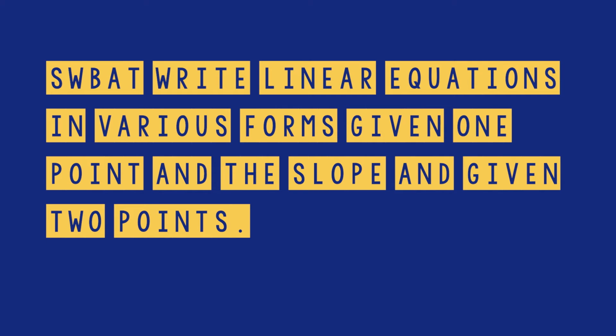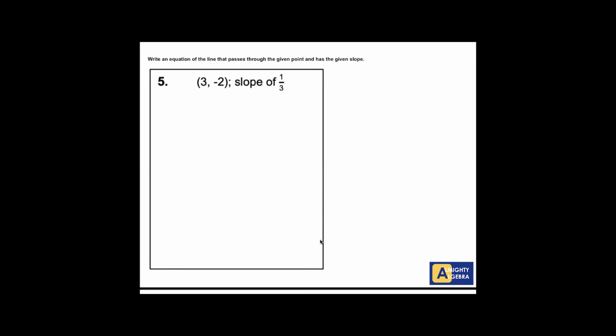Students will be able to write linear equations in various forms given 1 point and the slope and given 2 points. The first question that I will be working out for you will be question number 5. The directions for number 5 ask you to write an equation of the line that passes through the given point and has the given slope. Write an equation of the line.